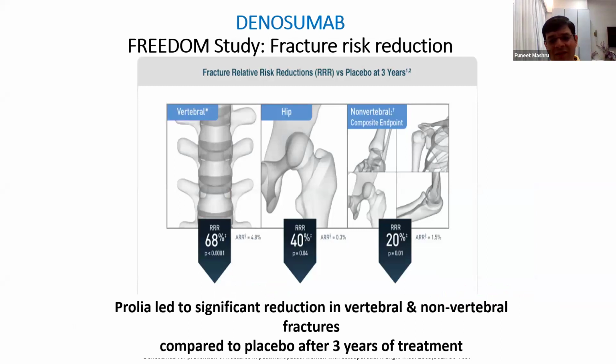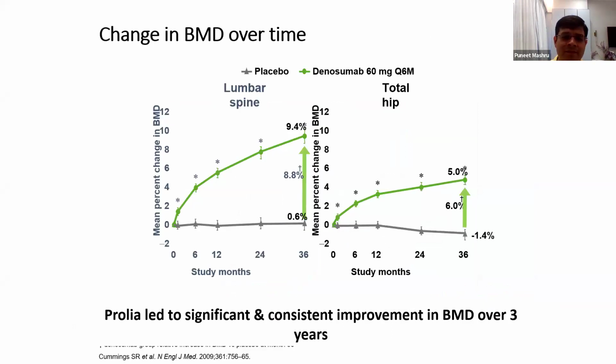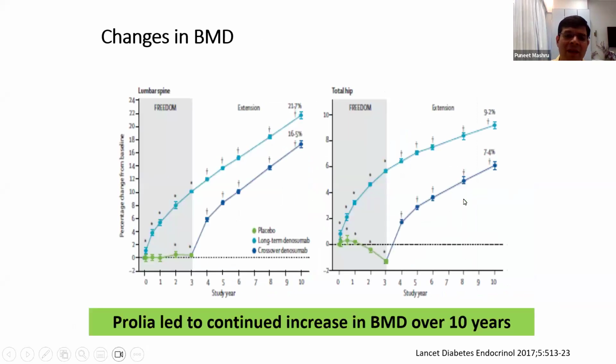It significantly reduces the risk of fractures, and it significantly increases BMD over 3 years. And you can see that this BMD not only increases at 3 years, but also continues to increase at 10 years, so 21% at the spine and over 9% at the hip. This is in contrast to a bisphosphonate, where at around 4, 5, 6%, it'll start plateauing, and then there will not be a continuous increase like we see with the denosumab injection.